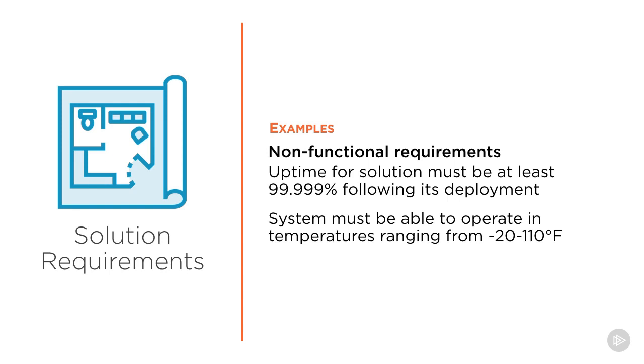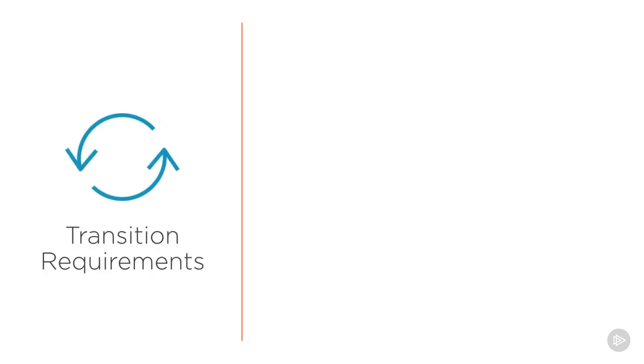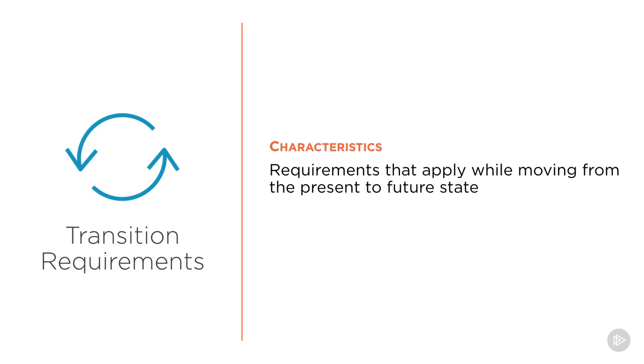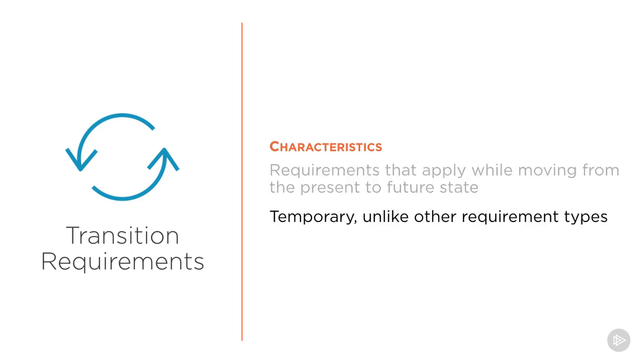Finally, there's also another type of requirement aside from business, stakeholder, and solution. These are transition requirements, which are those that apply while moving from the present to the future state. These are temporary in nature, unlike the other requirement types, which are permanent to either the business as a whole, the stakeholders who might be involved, or the type of solution we're seeking to deploy, because they only apply while we're building out that solution.